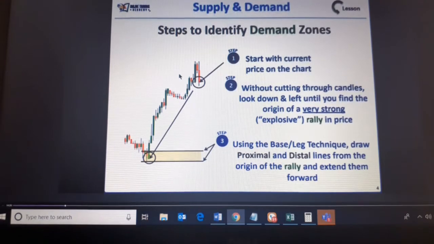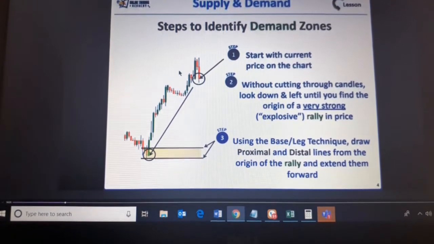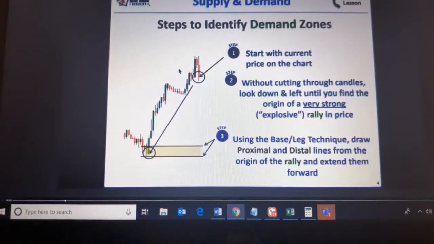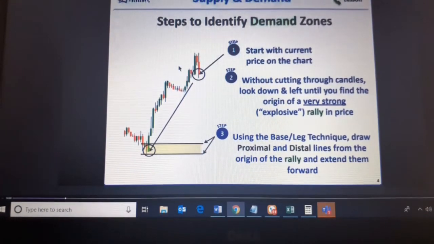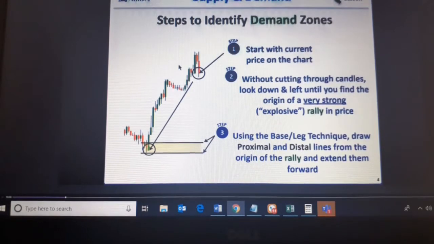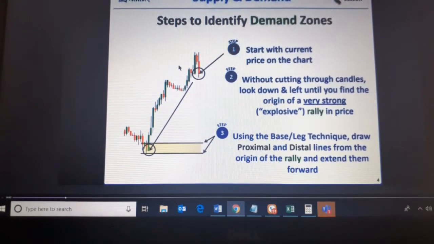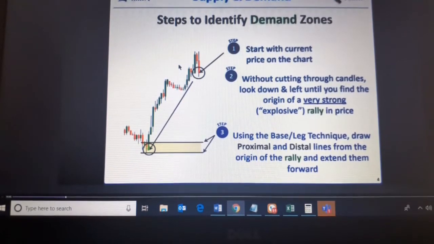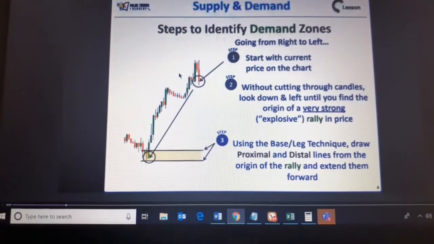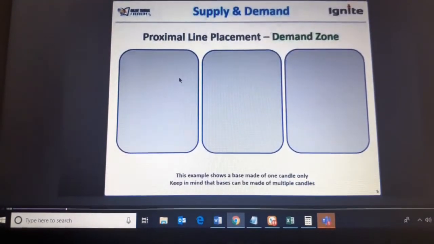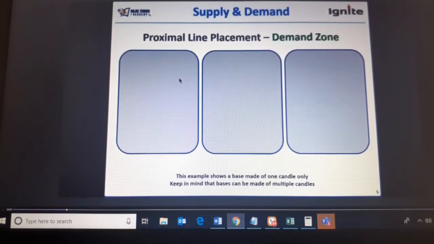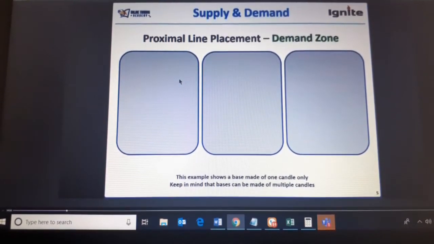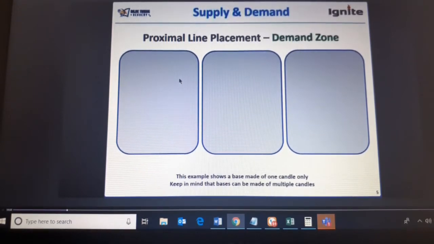So, first, we will cover the basic leg technique for proximal and distal line, and then we will implement this on the charts. Okay, the three steps on the chart. Now let us see how to draw your proximal line in case of a demand zone. Now pay attention. How to draw your proximal line in case of a demand zone.